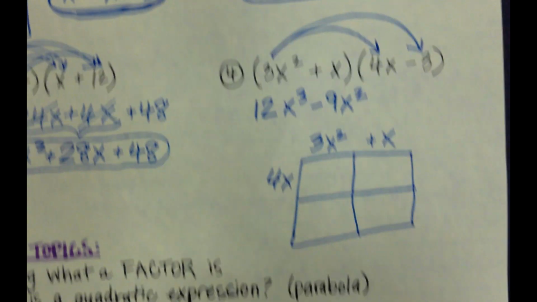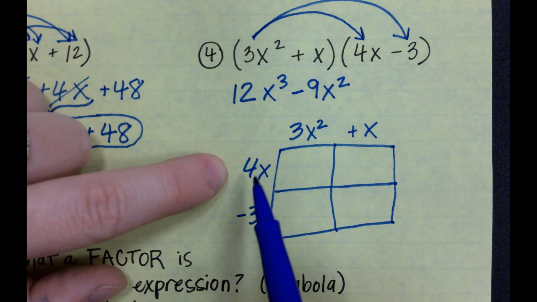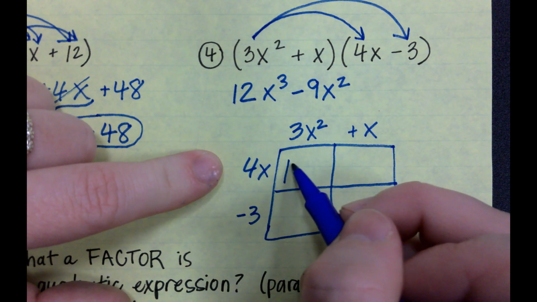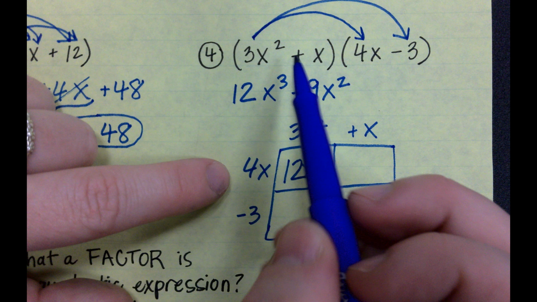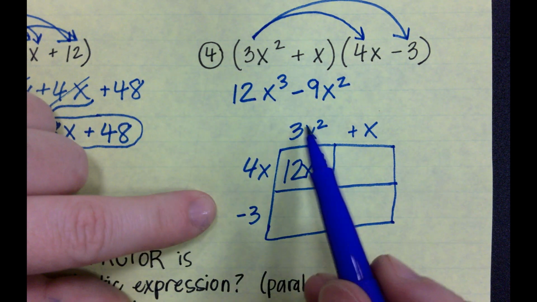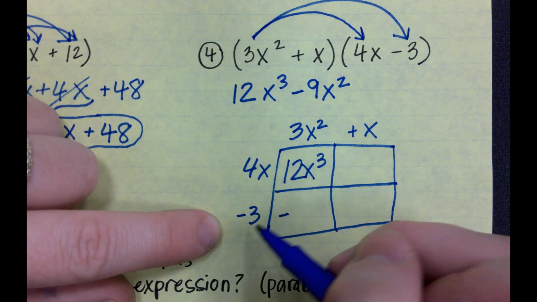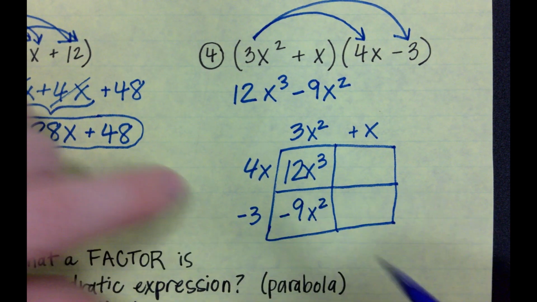Let me move this down a little. Minus 3. Okay, so we're going to do it both ways. So we just got 3x squared times 4x was 12x to the third power. Then we did 3x squared times negative 3. Negative 9x squared. Good.